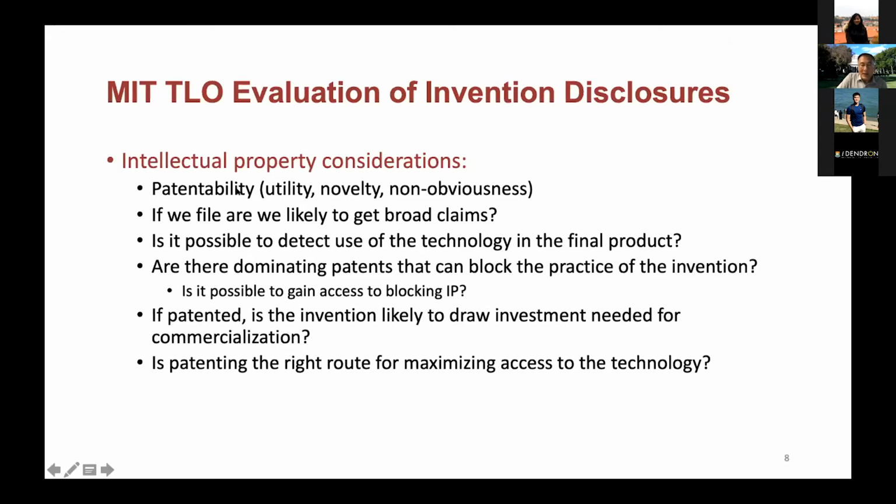First one is the patentability. That means it must have utility, novelty, and non-obviousness. If we file, are we likely to get broad claims? Broad claims are preferred. Is it possible to detect the use of the technology in the final product? You need to know that in the first place. Are there any dominating patents that can block the practice of this invention? That means, is it possible to gain access to blocking IP?